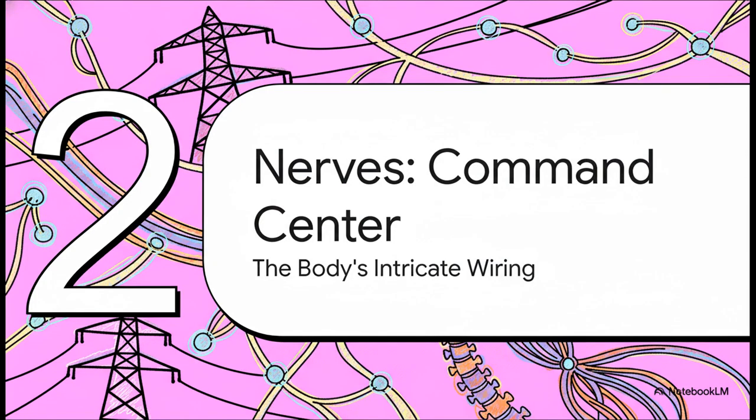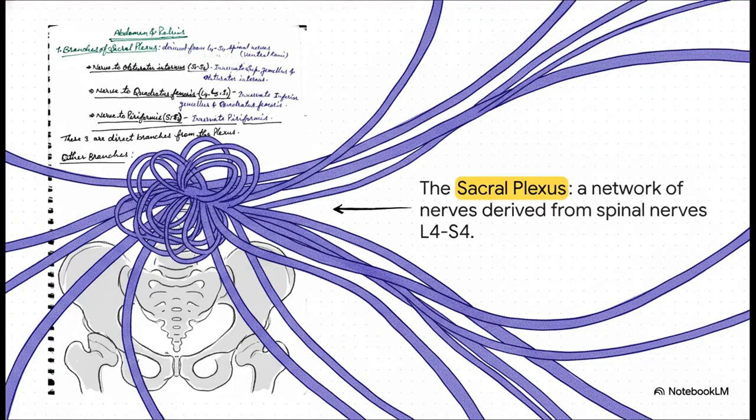Okay, so we have our map. Now, let's look at the intricate wiring that powers this whole region. We're talking about the nerves, the body's command center that's constantly sending signals for movement and sensation all throughout your abdomen and pelvis. Let's start with this thing called the sacral plexus.